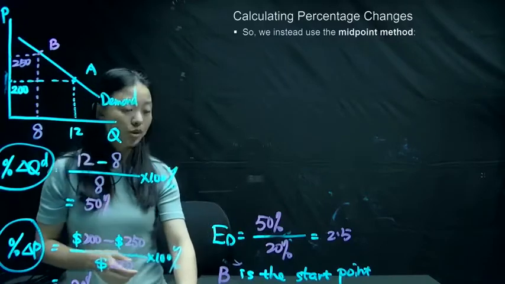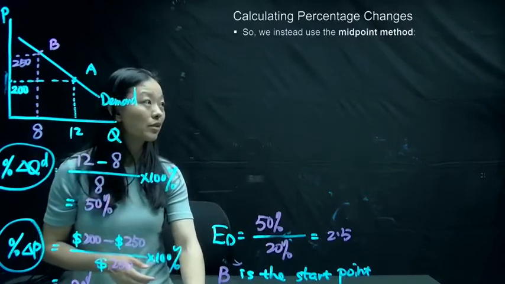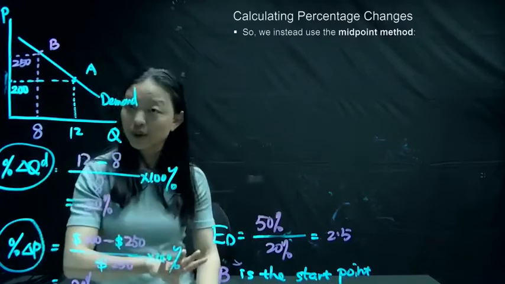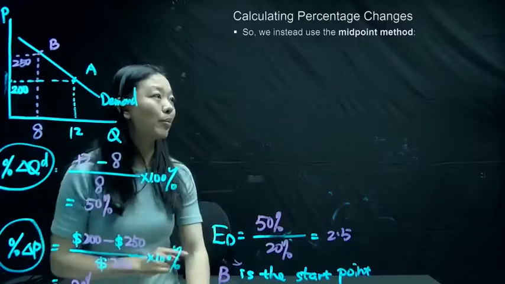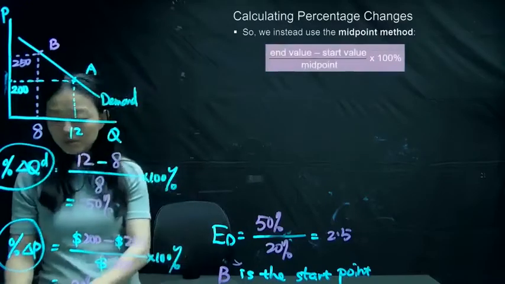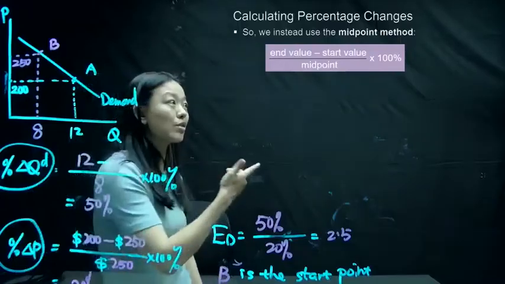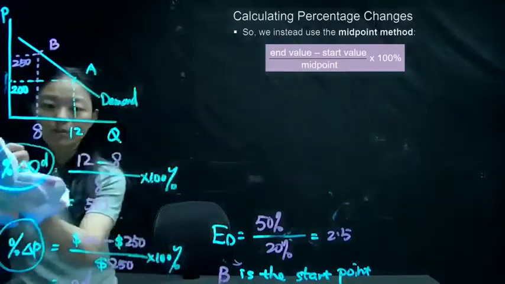So what is the midpoint method? Forget about this one, as this could not be true in economics. Using the midpoint method, we just use the end value, subtract the start value, divide by the midpoint.